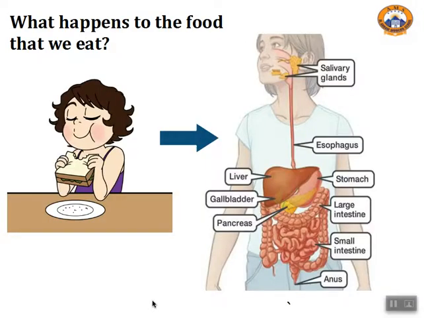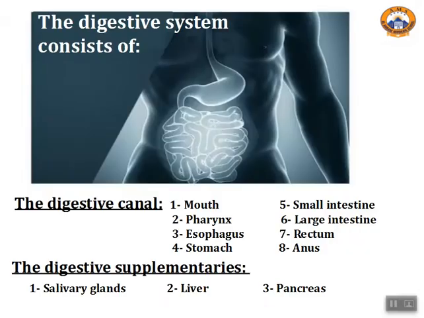What happens to the food that we eat? To understand the journey of the food inside your digestive system and what is happening inside each of the organs of the digestive system, you have to know first the structure of the digestive system. Remember, we said that any system is a group of what? Any system is a group of organs. The digestive system consists of some organs. They are classified as the digestive canal and the digestive supplementaries.